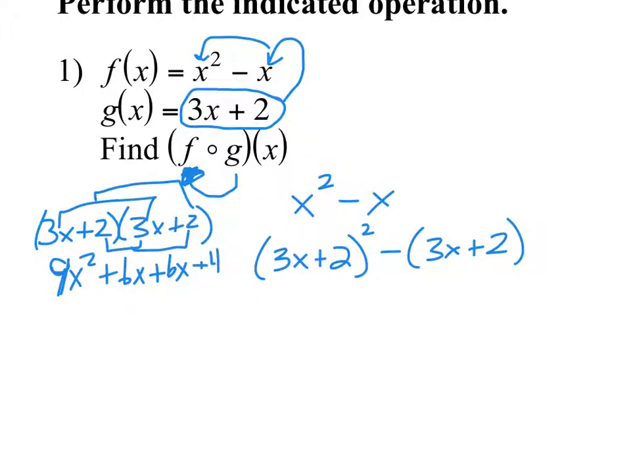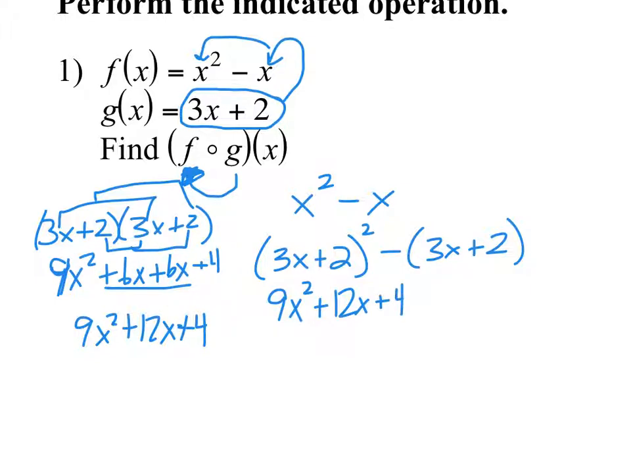So now it's about combining like terms here. So 9x squared plus 12x plus 4. That's what (3x plus 2) quantity squared is. So this is going to be 9x squared plus 12x plus 4. Then we're going to take this negative and distribute it, just like you would do if we were adding or subtracting. So this becomes minus 3x and minus 2.